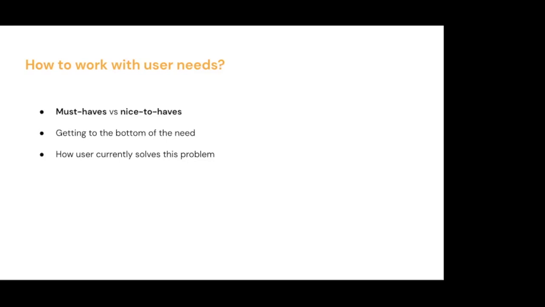Another thing is to get to the bottom of the needs that are identified from your research. Sometimes a user might say they need something, but it's important to dig deep, ask questions, and get to the bottom of it. Going back to the photo app example, are they taking the photo because they need to post it, or what is the reason why they need to take a photo? So get to the bottom of the needs and think about the user goals.